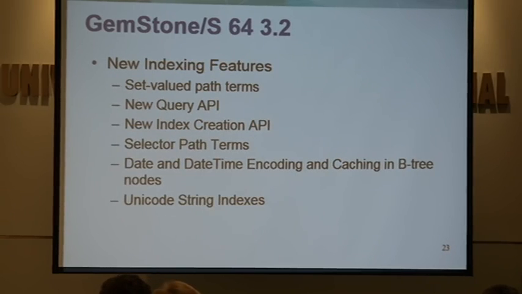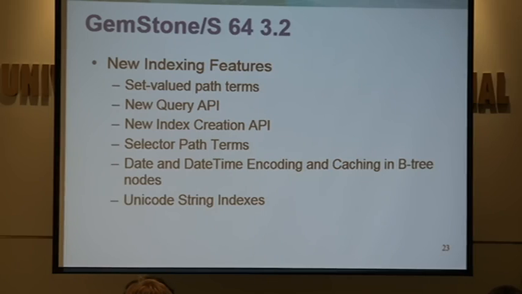Indexing, again, when you have a large amount of data, you can't just iterate over it and look at each object in a collection and have that perform well if you have millions of objects. We have indexes that allow fast access through B-tree type structures. We are now supporting set valued path terms where your index can step through a collection, a set. And so if you have customers, a customer list, and customers have multiple addresses, you can index on the city and just say, give me all the customers that have an address that includes this city.